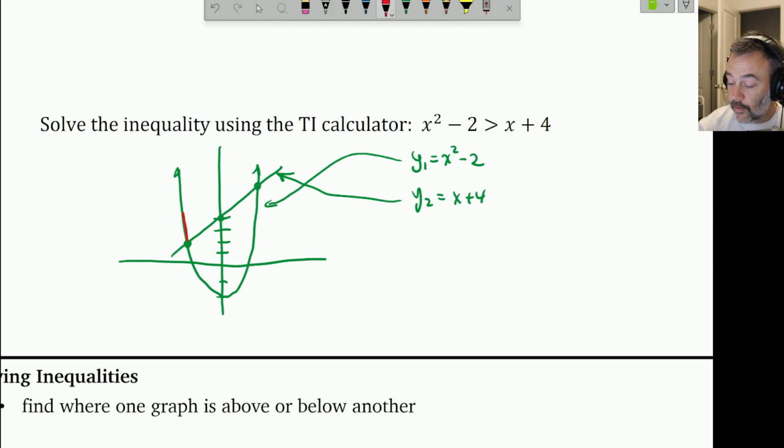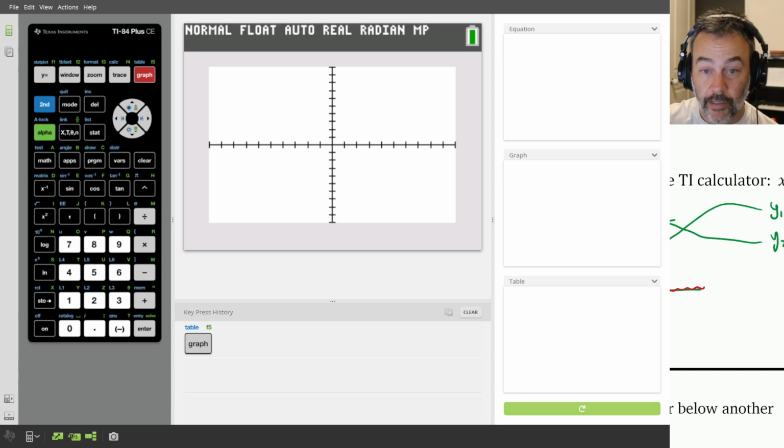Well, this part of the graph is above the line. This part of the graph is above the line. That corresponds to all the x values to the left of this intersection point and all the x values to the right of this intersection point. So we just need to find the x coordinates of those intersection points and we have our solution. Okay, let's switch over to the TI calculator and then I will do that.